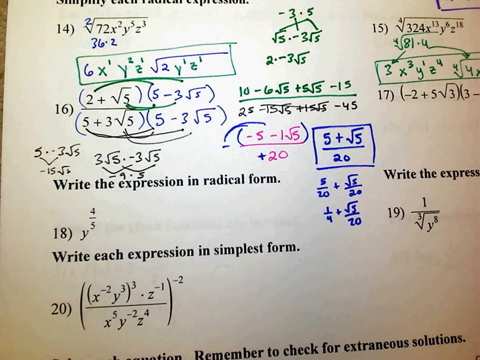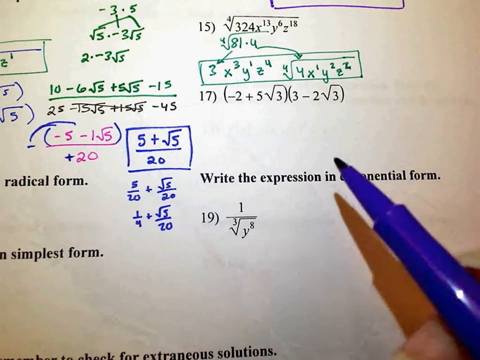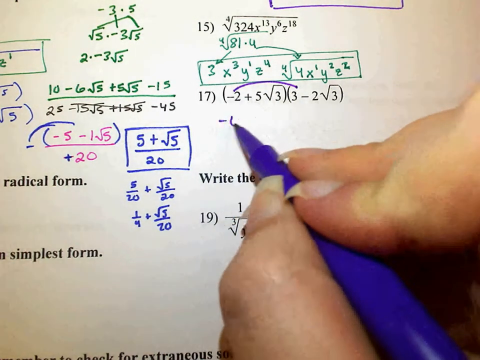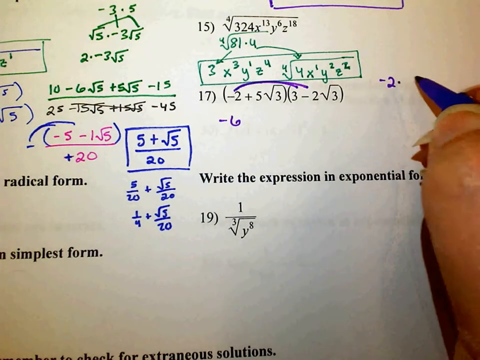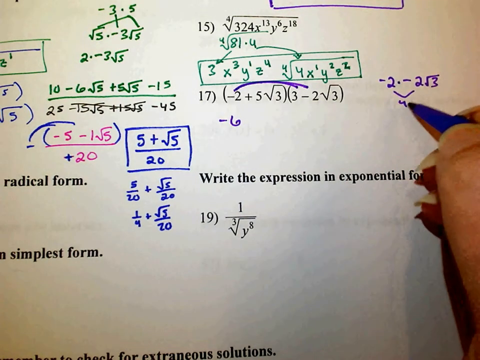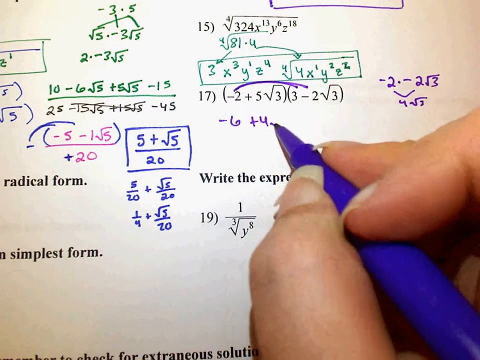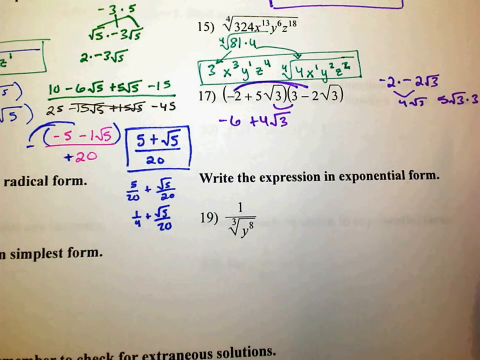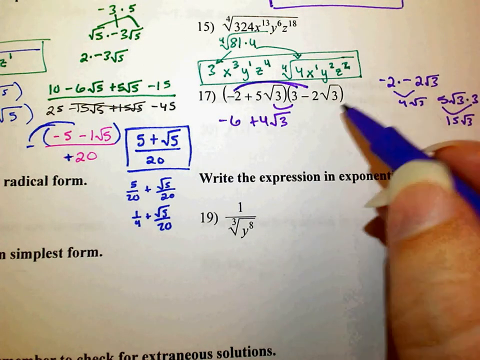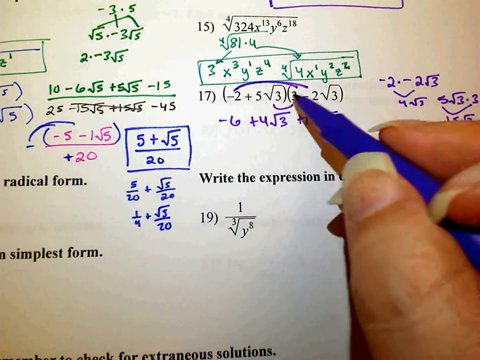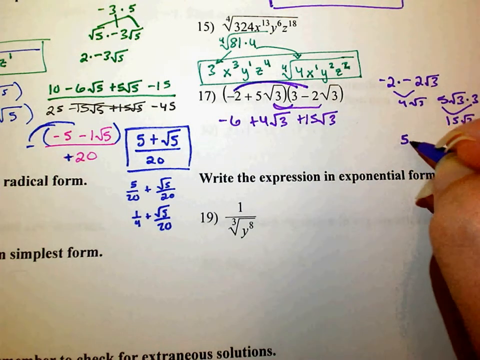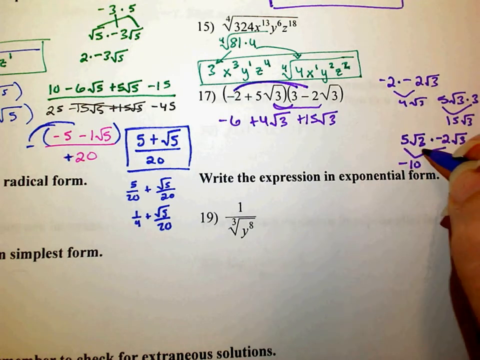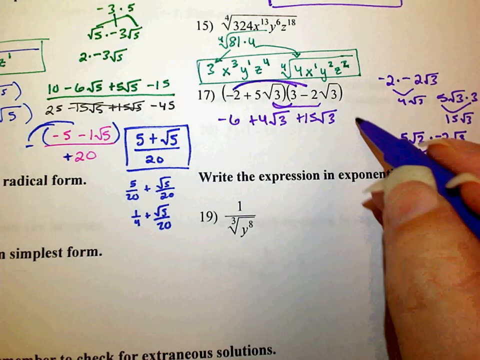Okay. Now on 17, we want to multiply these two out. So it's the same thing as this over here, just only multiplying these two. So negative 2 times 3 is a negative 6. Negative 2 times a negative 2 square roots of 3 is a positive 4 square roots of 3. Okay? Now I've got 5 square roots of 3 times the 3, that's 15 square roots of 3. And then I've got 5 square roots of 3 times a negative 2 square roots of 3. 5 times negative 2 is negative 10. Square root of 3 times square root of 3 is 3, so that's a negative 30.